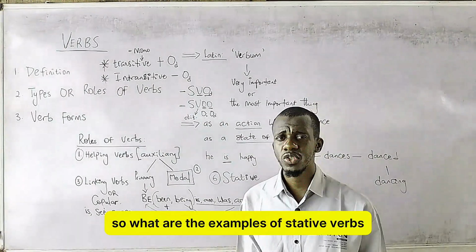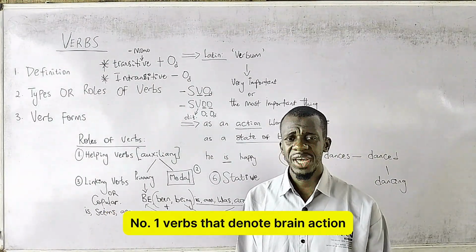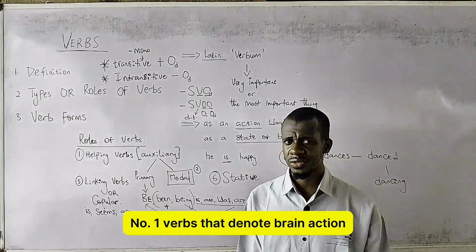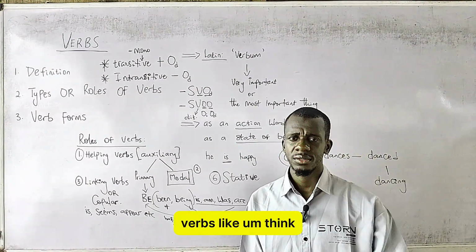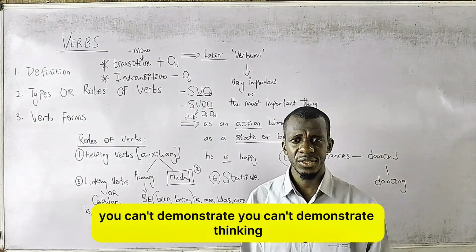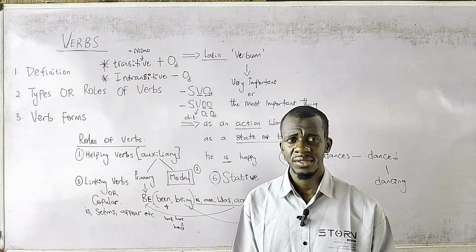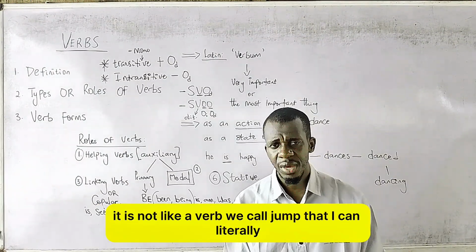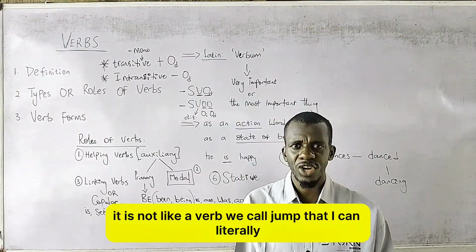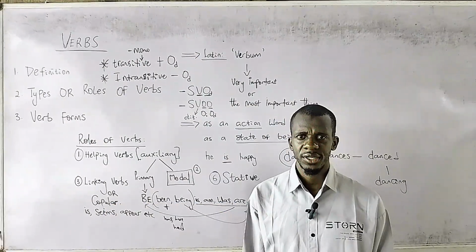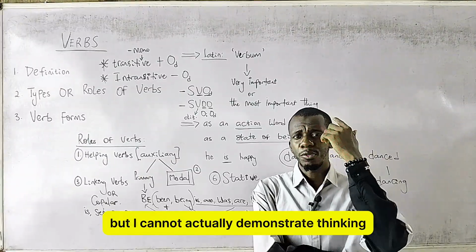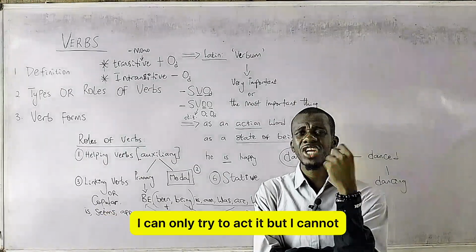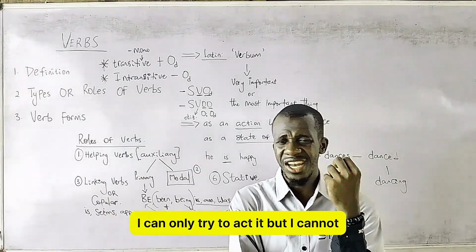So, what are the examples of stative verbs? Number 1, verbs that denote brain action. Verbs like think. You can't demonstrate thinking. It is not like a verb we call jump that I can literally levitate and you can see that evidently. But I cannot actually demonstrate thinking. I can only try to act it, but I cannot.